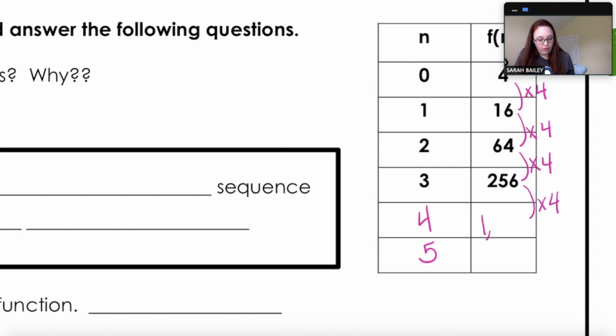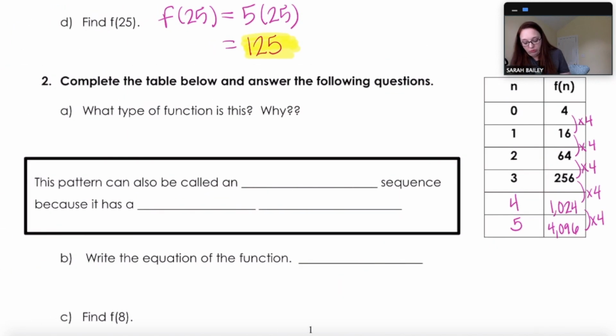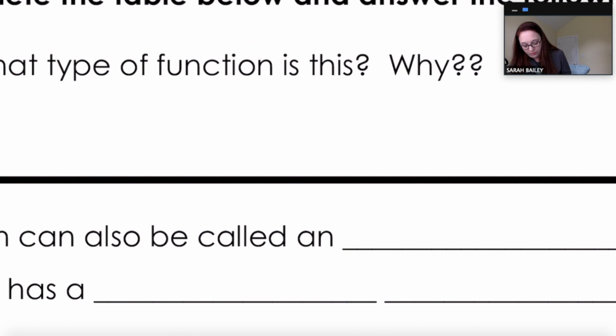Which would be 1,024. And now I'll do 1,024 times 4, which is 4,096. So we filled it in, and then we have to tell what kind of function it is. If we were to graph this, would it be linear? No. But remember, we've talked about another type of function, specifically exponential, and that is exactly what this one's going to be. So this one's going to be exponential when graphed.